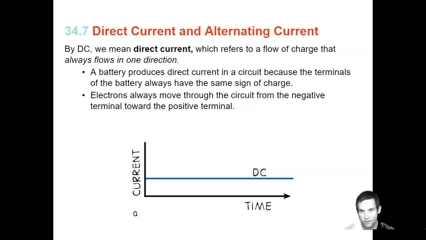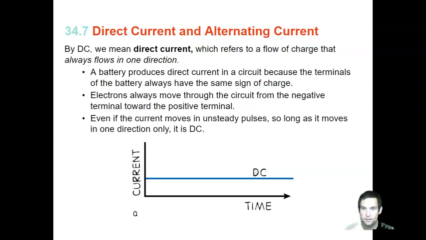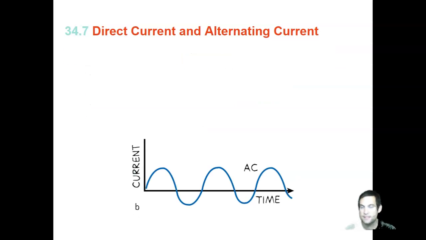The statement that electrons move through the circuit from the negative terminal towards the positive terminal is true. However, in physics, we normally look at not the flow of electrons, but instead the flow of charges that are composed of a lot of electrons. Even if the current moves in unsteady pulses, as long as it moves only in one direction, it is DC. Any of your toys, all DC current.